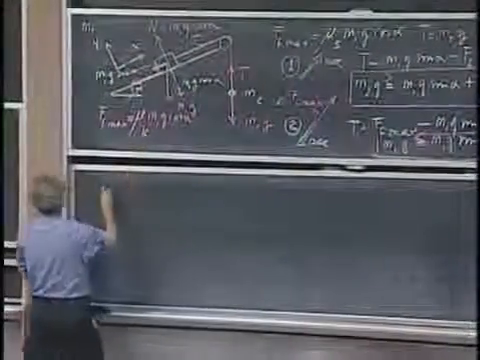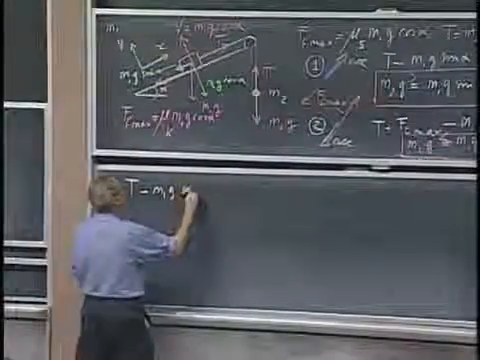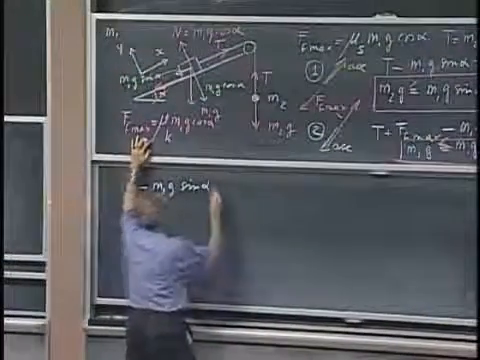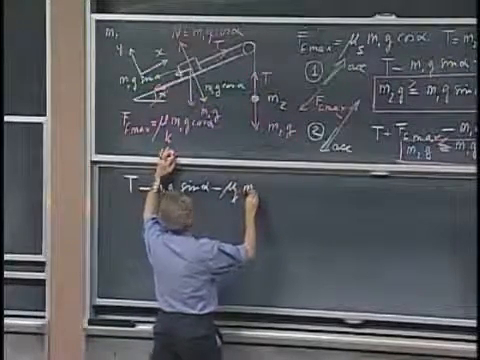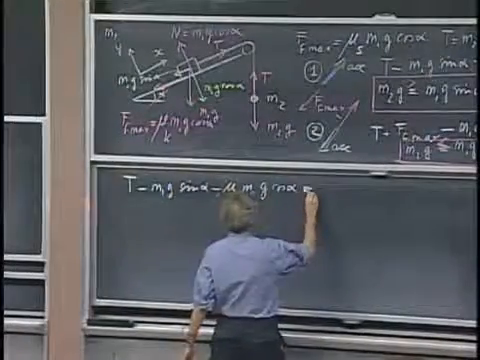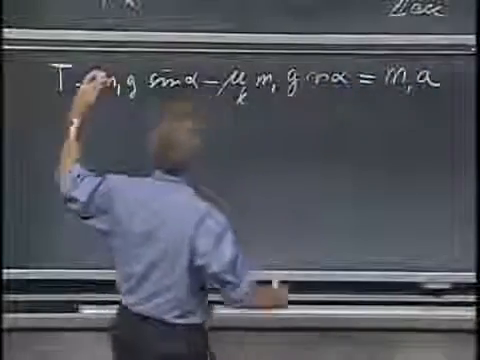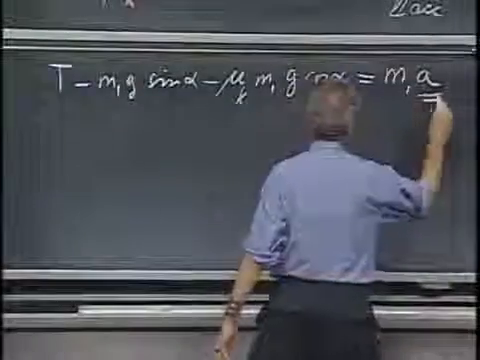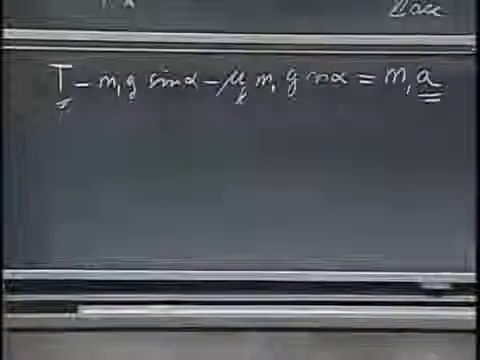So we have T in the positive direction minus m1 g sine alpha minus this maximum force, minus mu k m1 g cosine alpha, and that now, according to Newton's law, must be m1 times a, if a is the acceleration uphill. One equation with two unknowns. You don't know a and you don't know T. Or do you know T?